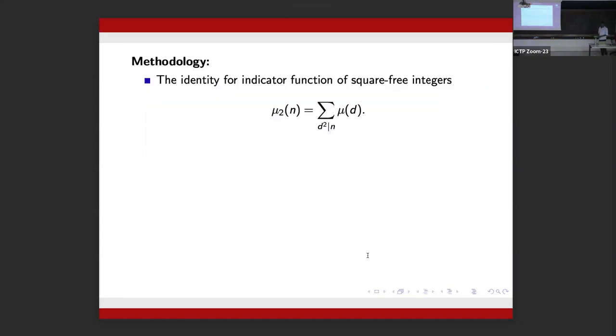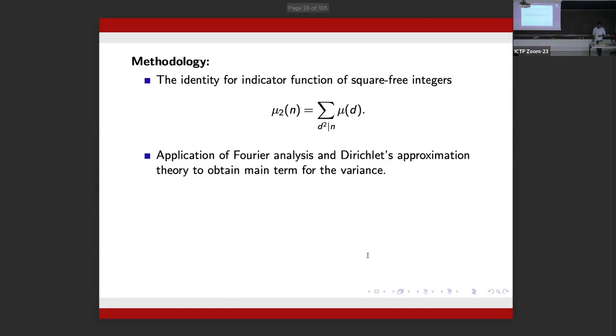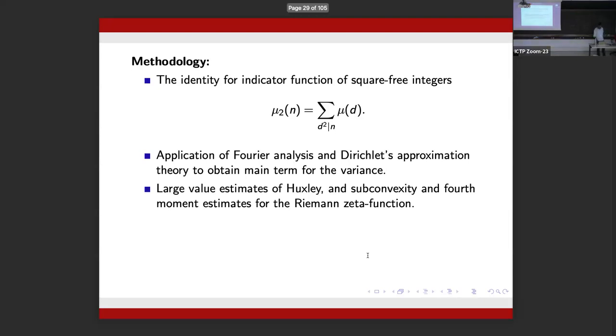The methodology they use is basically writing this Möbius function in terms of a convolution structure. Based on that, they separate the small divisor part and the large divisor part, and estimate the variance. For that they use Fourier analysis as well as Dirichlet approximation theory. For the large divisor case, they use another modern tool in analytic number theory, large value estimates of Dirichlet polynomials, as well as some theory of algebraic functions, to get this result.